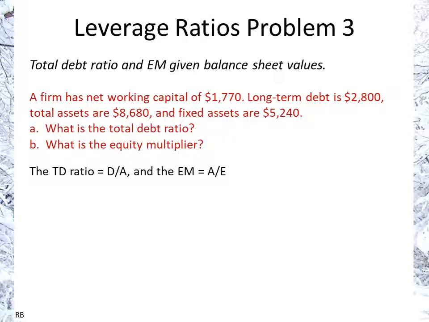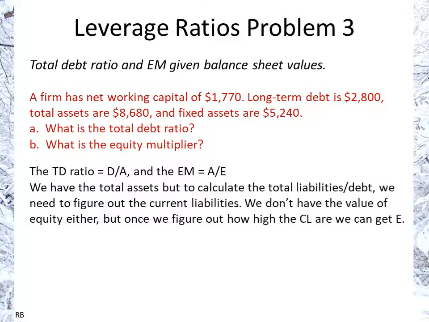Here of course, we start with the fact that the total debt ratio is debt over assets. Now again, debt is total liabilities, and the equity multiplier is assets over equity. We have the total assets here, 8,680, but we need to calculate the total liabilities or debt, and we need to figure out what the current liabilities are in order to do that. We don't have the value of equity either, but once we figure out the current liabilities, we can get to equity.